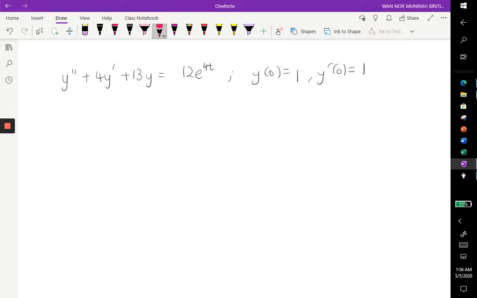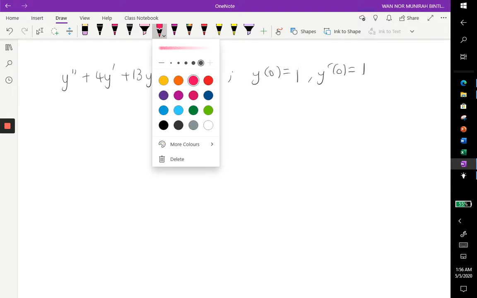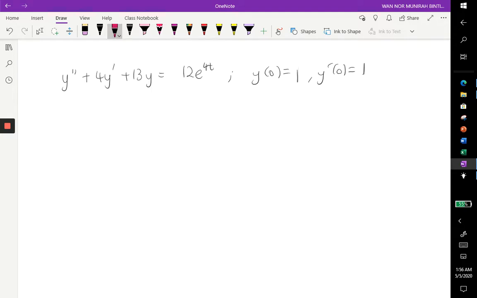The first step is we need to take the Laplace transform of both sides of your equation. So you have Laplace of y double prime plus Laplace of 4y prime. 4 is a constant. By using linearity, take out 4 and then take the Laplace transform of y prime, plus 13y. 13 is a constant, take out 13 and take the Laplace transform of y. This is the linearity property. And also 12, take out 12 and take the Laplace transform of e^4t.